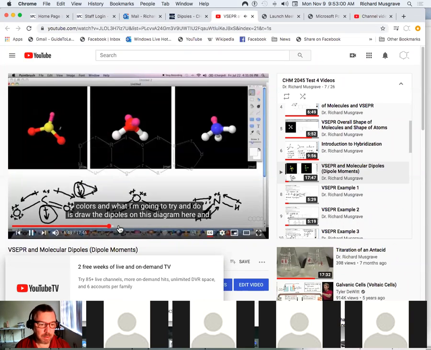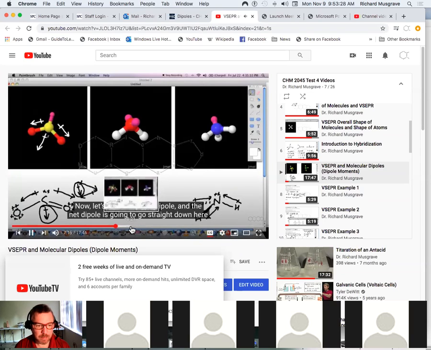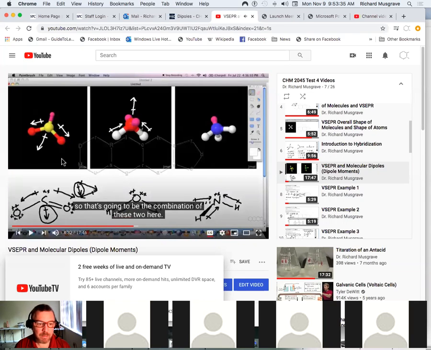All right, so now I'm going to show you what that looks like. And what I'm going to try and do is draw the dipoles on this diagram here. And again, we're saying that this is an S and this is an O, so that dipole will be there. And this dipole will be here. So that's the individual dipoles for the bonds. Now let's look at the net dipole. And the net dipole is going to go straight down here and in between and straight through the center of the molecule. So that was for SO2.